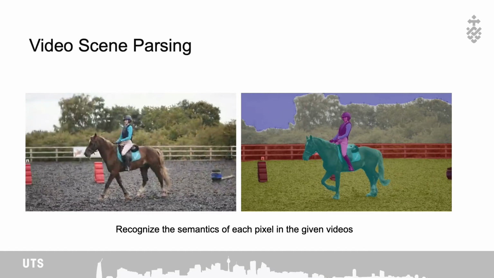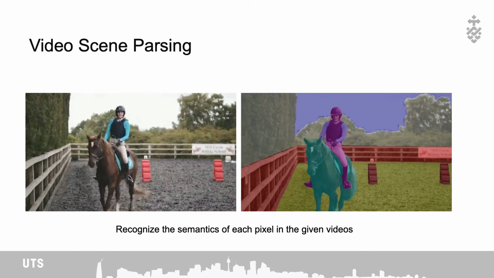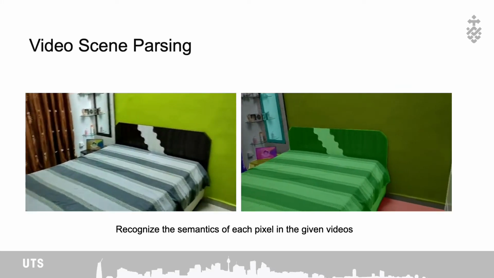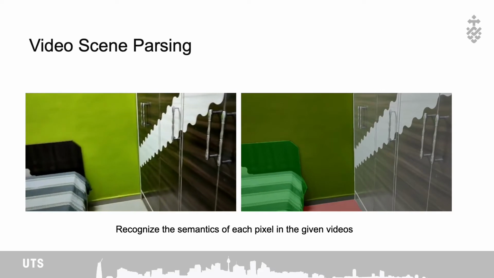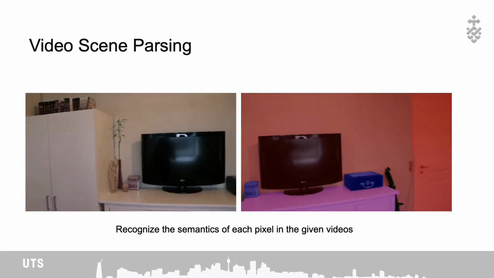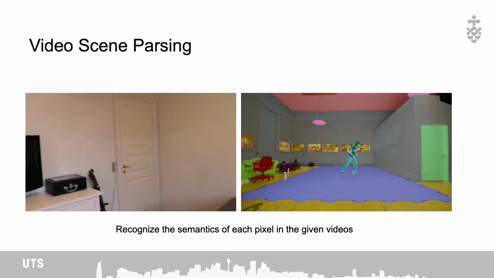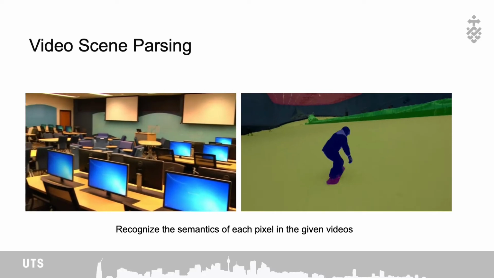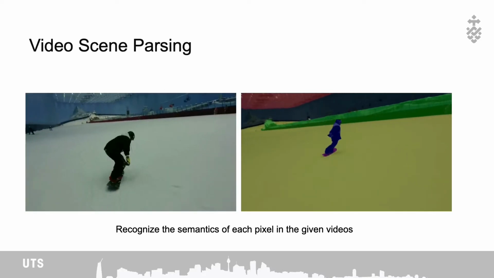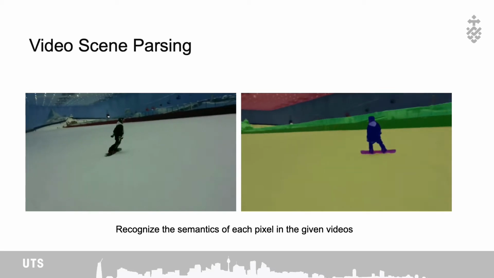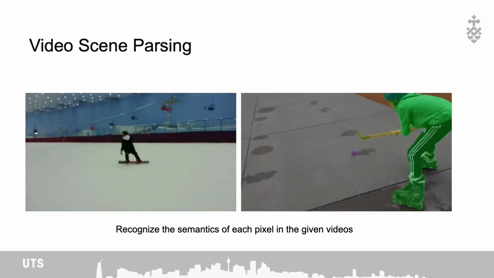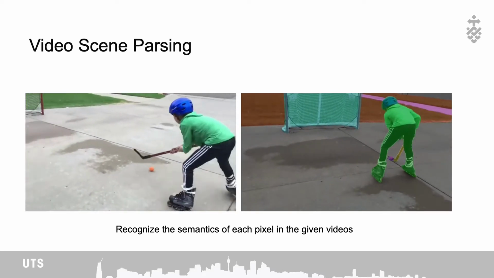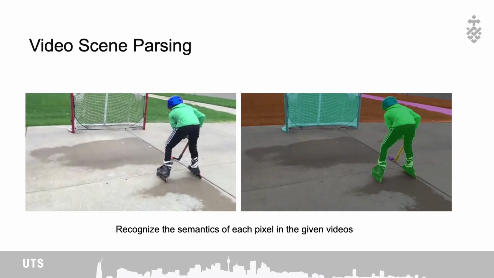Video scene parsing is a semantic segmentation task for videos. It requires recognizing the semantics of each pixel in the given videos. We show several examples here. In these videos, different colors indicate different categories. For scene parsing, we not only need to recognize scene objects like a human, car, bus, we also need to recognize those semantics from stuff categories like ground, tree, sky.